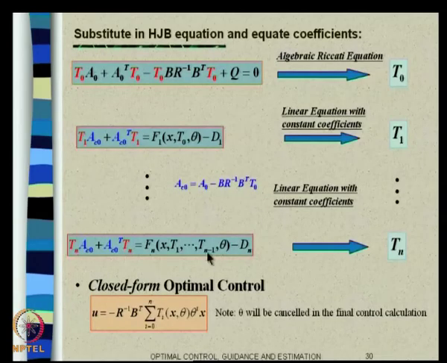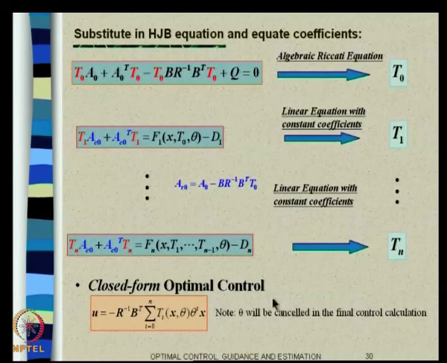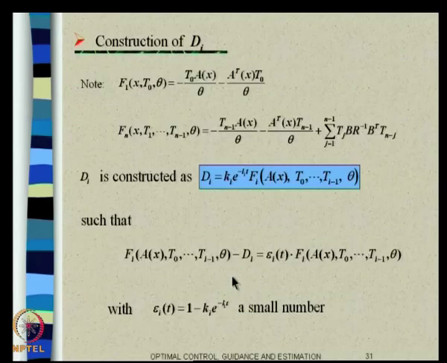Finally, once you have the solutions ready, this U can be represented as something like this, because you remember U equals nothing but R inverse minus R inverse B transpose lambda, which is this, and this is nothing but this series. So you can substitute back and get the optimal control solution in closed form. There is a construction of Di and you can see the paper for details, but the Di can be solved something like this.